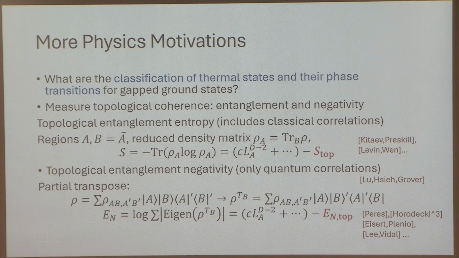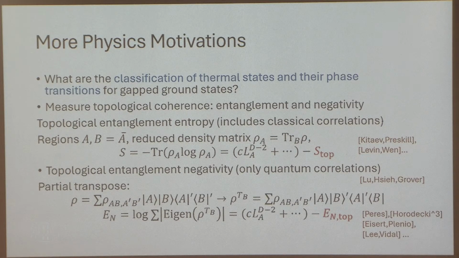Okay. So let me give you a few more physics motivations. One big motivation is what are the phases of matter when you have non-zero temperature, or what are the possible phase transitions when you tune the temperature. There are several quantities that you can use to quantify the problem. One is the topological entanglement entropy. The other is the topological entanglement negativity.